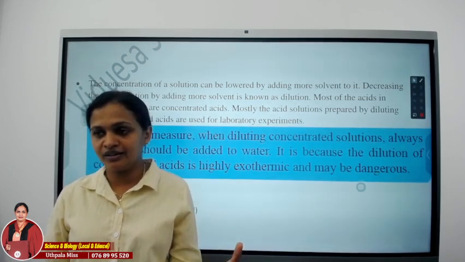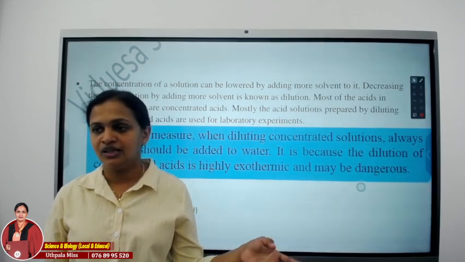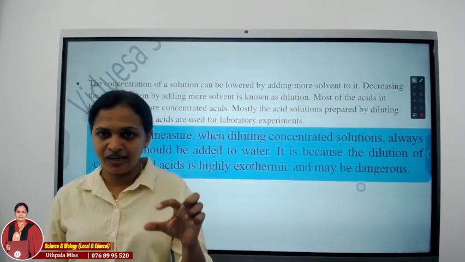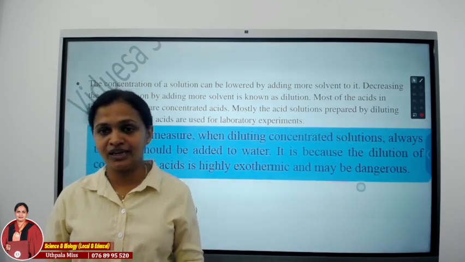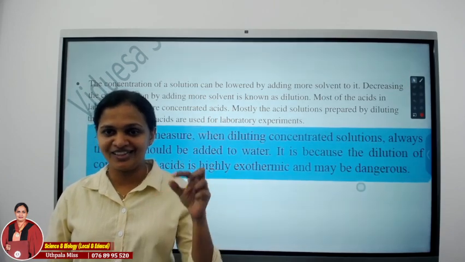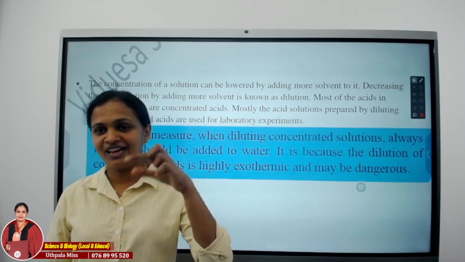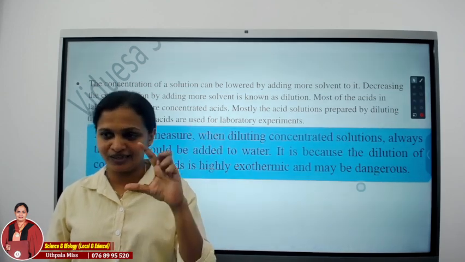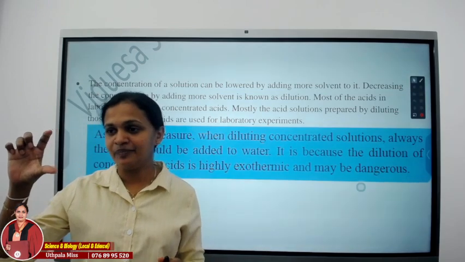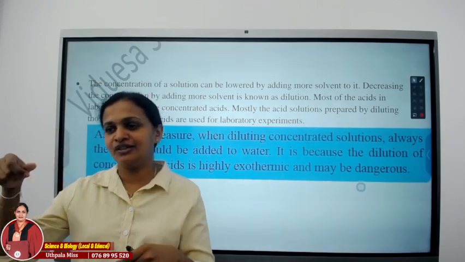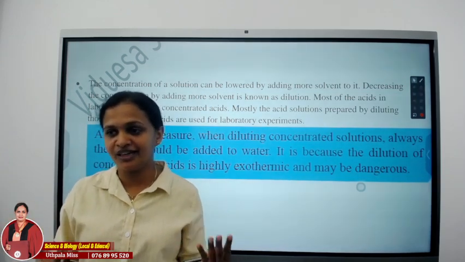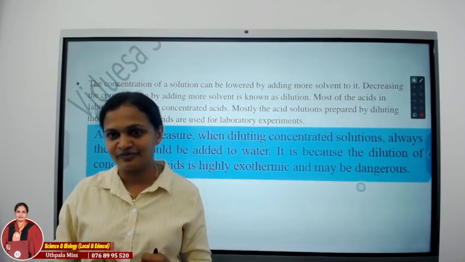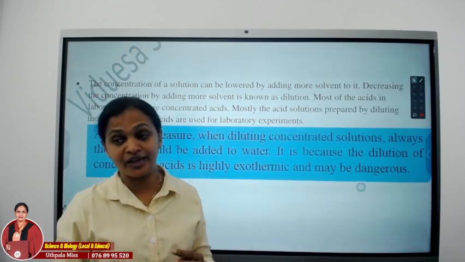Then when you bring disinfectants like Lysol, phenol, they are also to be diluted before usage. Read the instructions, right? You have to take one part of it and add another 10 parts of water. If you take 1 cup of Lysol, you have to add another 10 cups of water in order to dilute it. And you are making diluted solutions even at home. Dilution by adding the solvent.